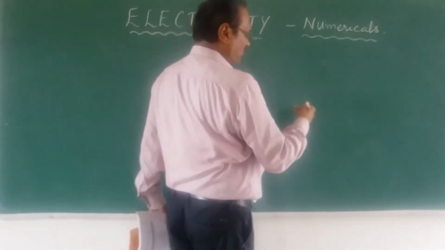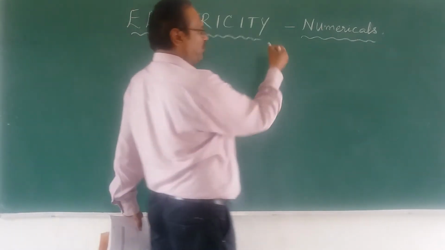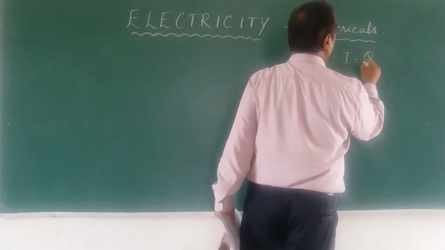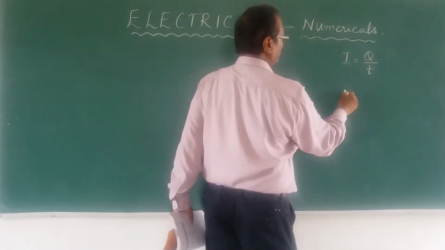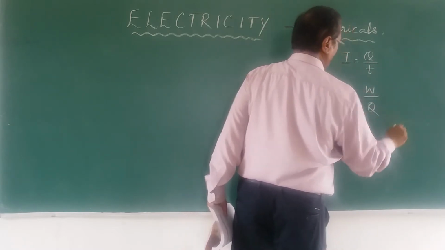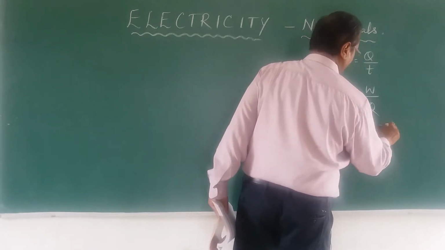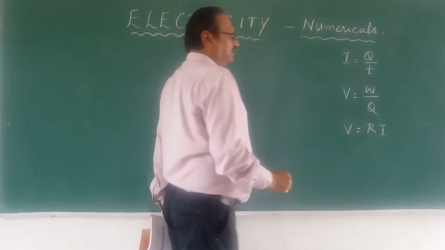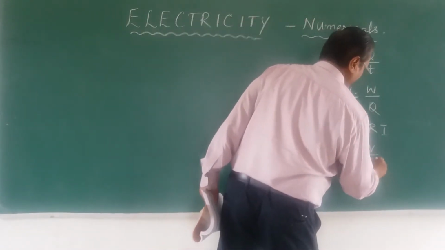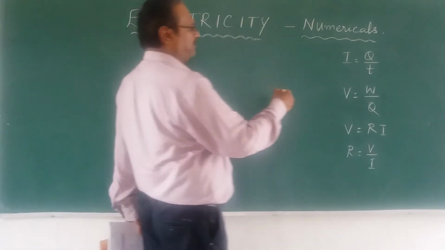Now first, when we talk about the numericals, we know some basic concepts, right? We know current is equal to charge divided by time. We know potential difference is equal to work done in moving a charge. And we also learnt V is equal to R into I, where R is the resistance, which we can find out by V upon I.